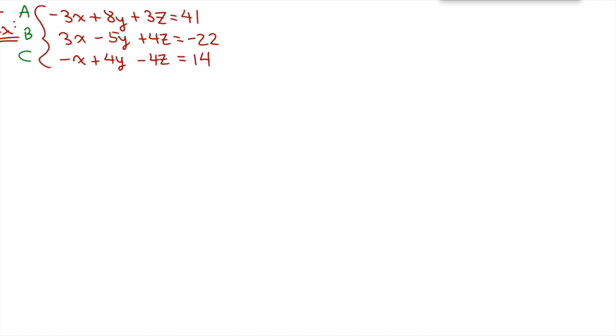Alright, we have A, B, C here. Now, the first one had only 2 variables in one equation. Each one of these has 3 variables. So you're going to have to do something twice. The first thing you have to decide on is which variable do you want to get rid of?